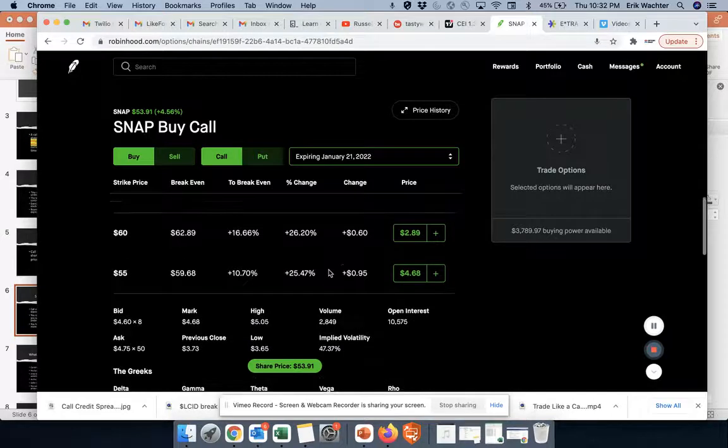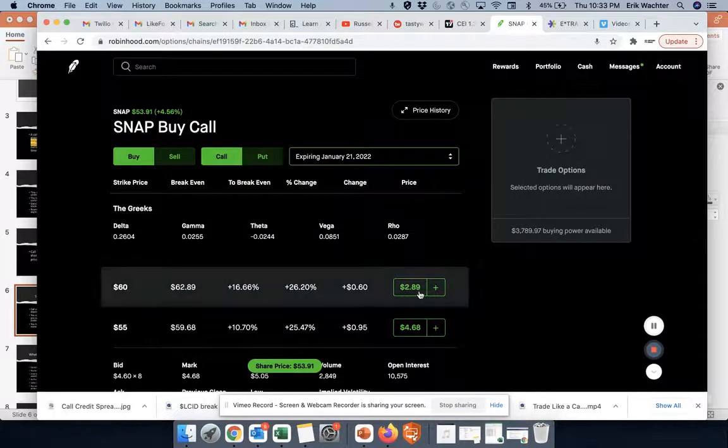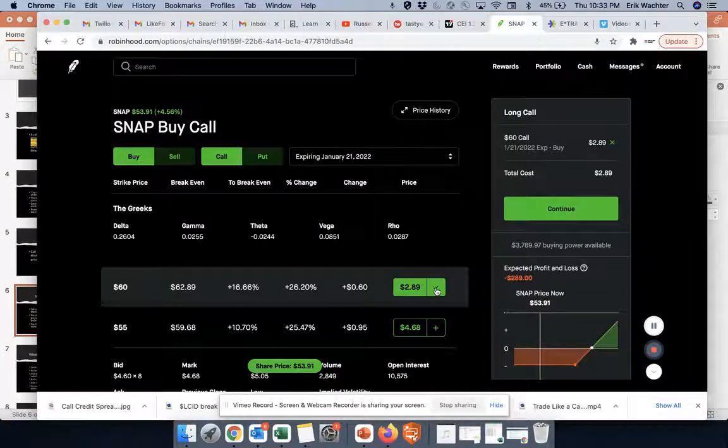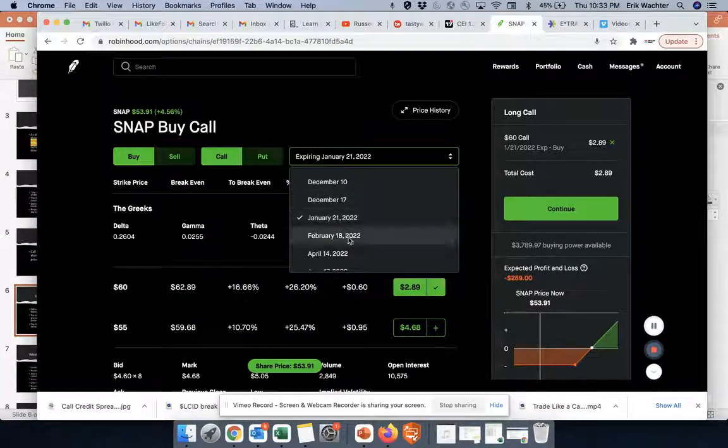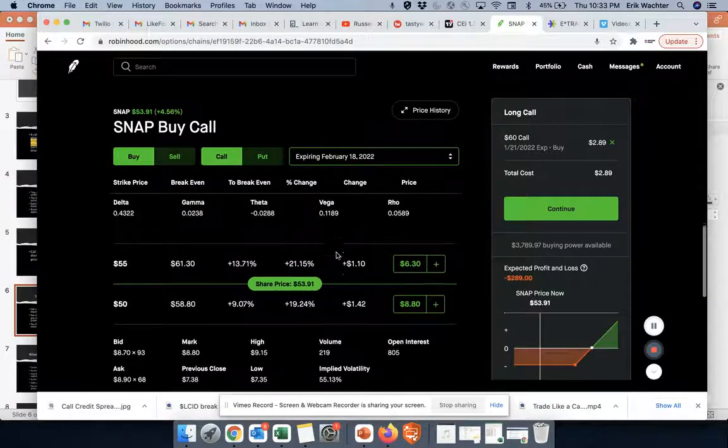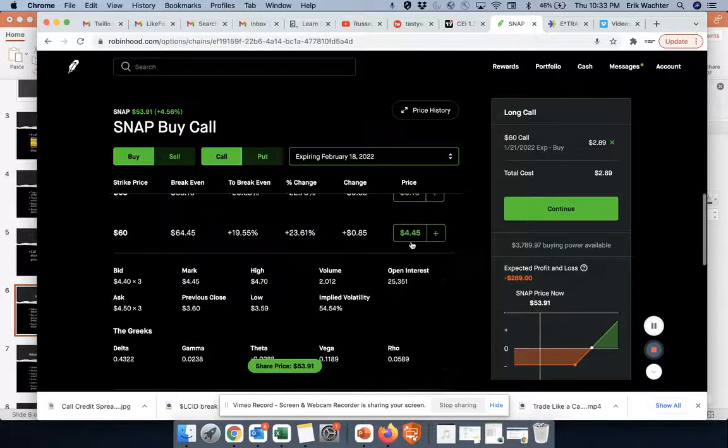Well, we go out to the $60. Heck, it went up $100. Went up $100, or $1. And the reason for that is we're giving us more time. So we selected the next month up, and we went from 289 to 445.